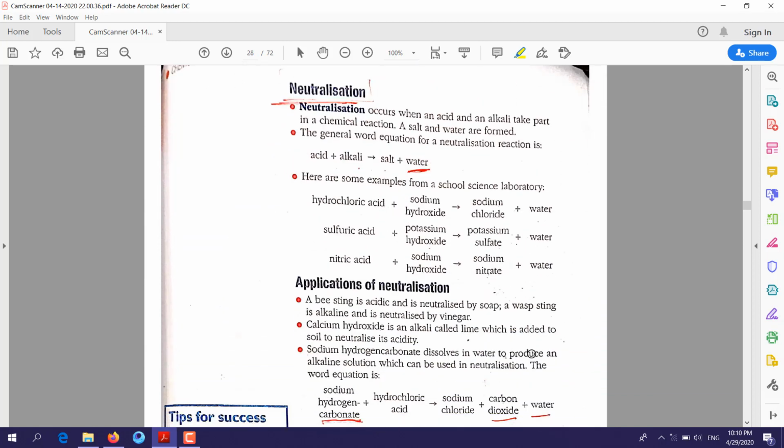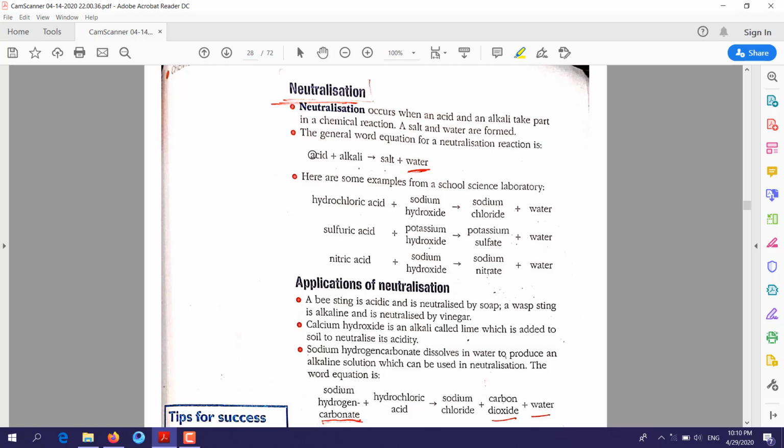Then neutralization. Neutralization, it's a process. It's a process in which what will happen? The solution will turn to be neutral. For example, if you have a solution, it's acid, you will add alkali to it until the pH of it will be 7. When it will be 7, now this process we call it neutralization.